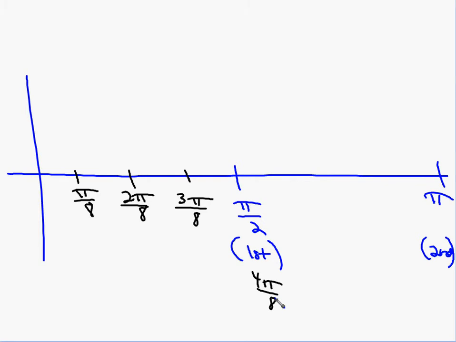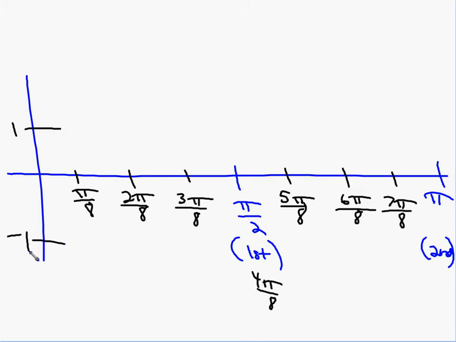So guess what? All you have to do is keep counting. 4 pi eighths, what's the next one after that? 5 pi eighths, 6 pi eighths, 7 pi eighths, and what's 8 pi eighths? Isn't that 1 pi? It always works out. And so guess what? Everything's the same. You still follow your corner values, 0, 1, 0, negative 1, 0. And guess what? You just keep going. 1, 0, negative 1, 0.